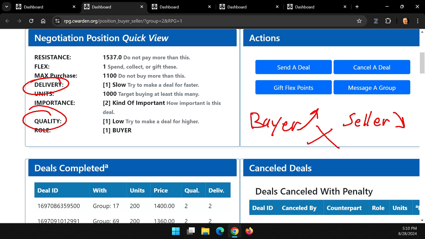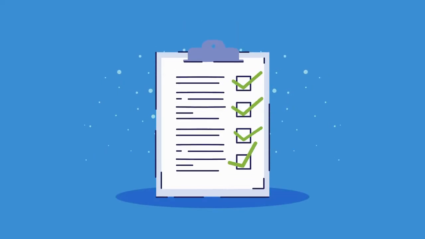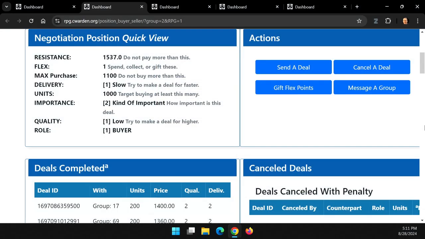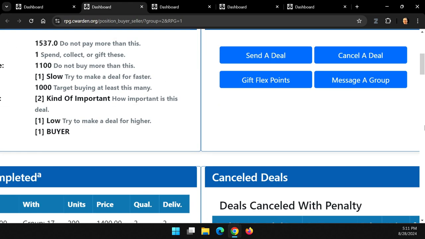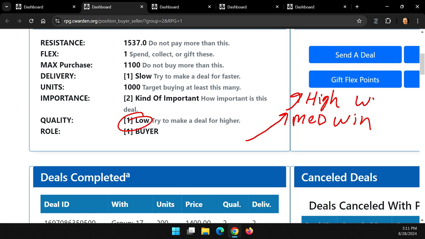So how do we judge quality and delivery? Well, the most important thing we can do is right here. You need to look at what your group's key attribute value is. So if your attribute value for quality is, for example, low, that means if you're a buyer and you buy anything better than low, maybe medium quality, maybe high quality, then that is a win. You're winning. You're getting something more than what you had to get.